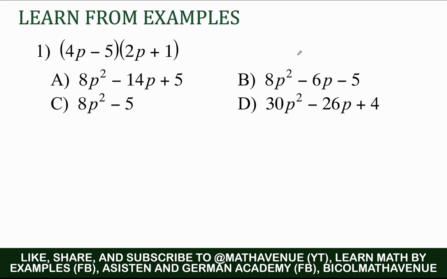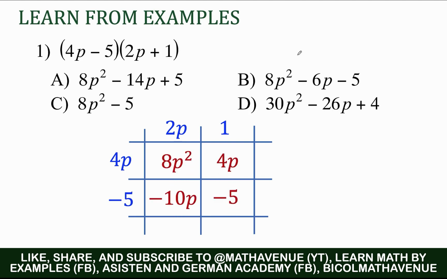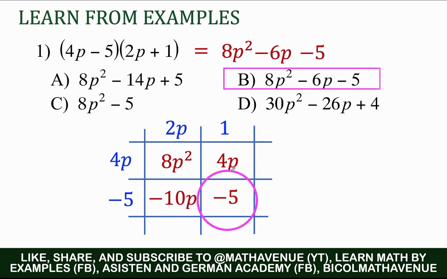Now let's solve this problem. The quantity 4p minus 5 times the quantity 2p plus 1. So again, let's use the grid method. 4p minus 5 at the left and 2p plus 1 at the top. And perform the multiplication box by box, pair by pair. And the final answer would be this: 8p squared. Let's put it there. Notice that negative 10p and positive 4p are like terms, so we can combine them to negative 6p and copy minus 5. That is now our answer.